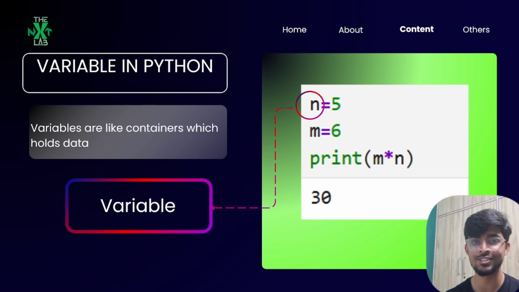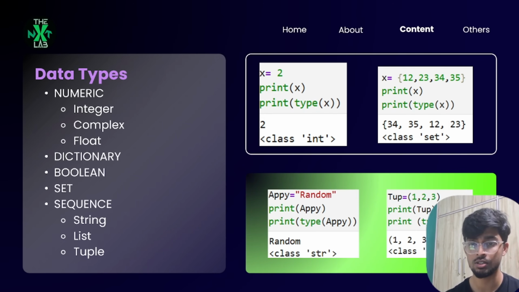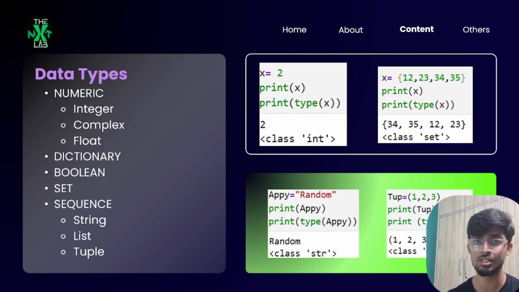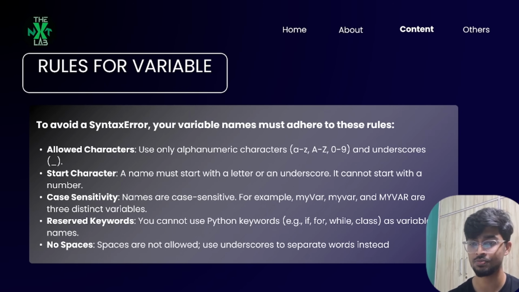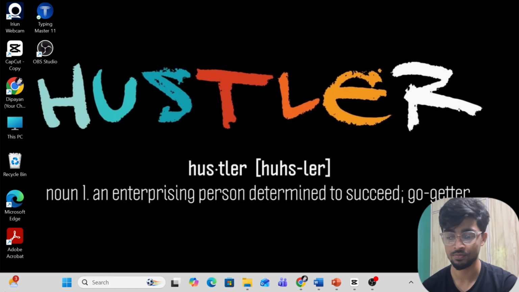Let's move to the basics of Python. Let's understand what variables are in Python. Variables are like containers which hold different types of data. There are mostly 5 types of data: numeric, boolean, set, dictionary, and sequence. So we'll come to this at a later stage of this course. There are many different rules for writing variables. We'll see how to do this in code. So now let's begin our coding journey.